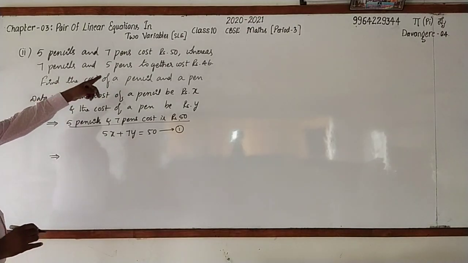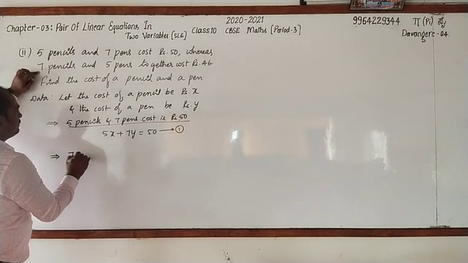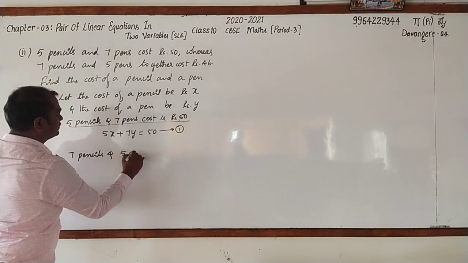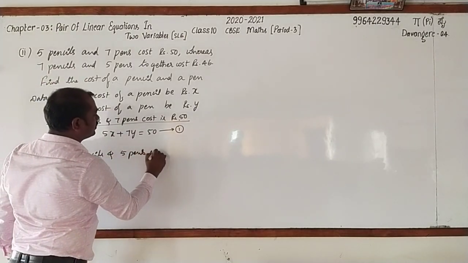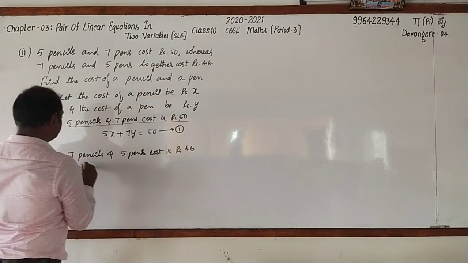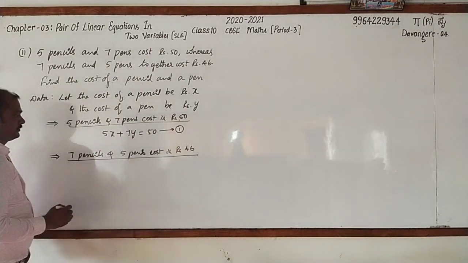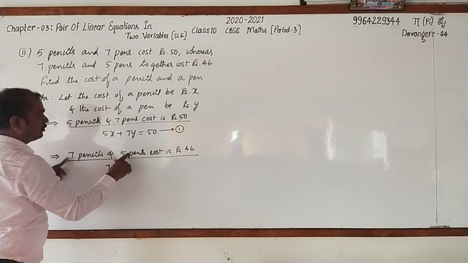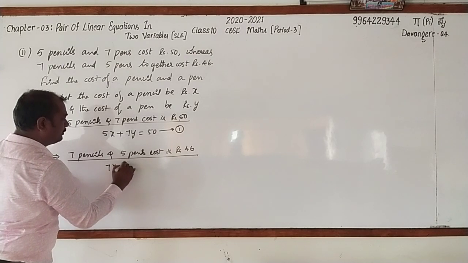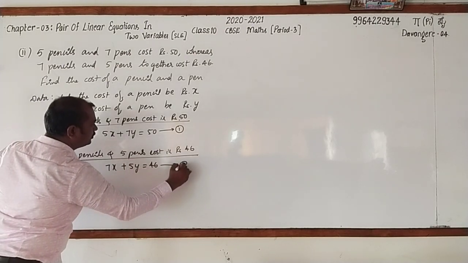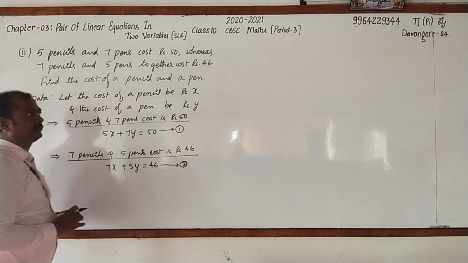In the second situation, 7 pencils and 5 pens together cost, how much? Rupees 46. 1 pencil is x, 7 pencils is 7x. 1 pen is y, 5 pens is 5y. It's equal to 46. You may call it equation 2.